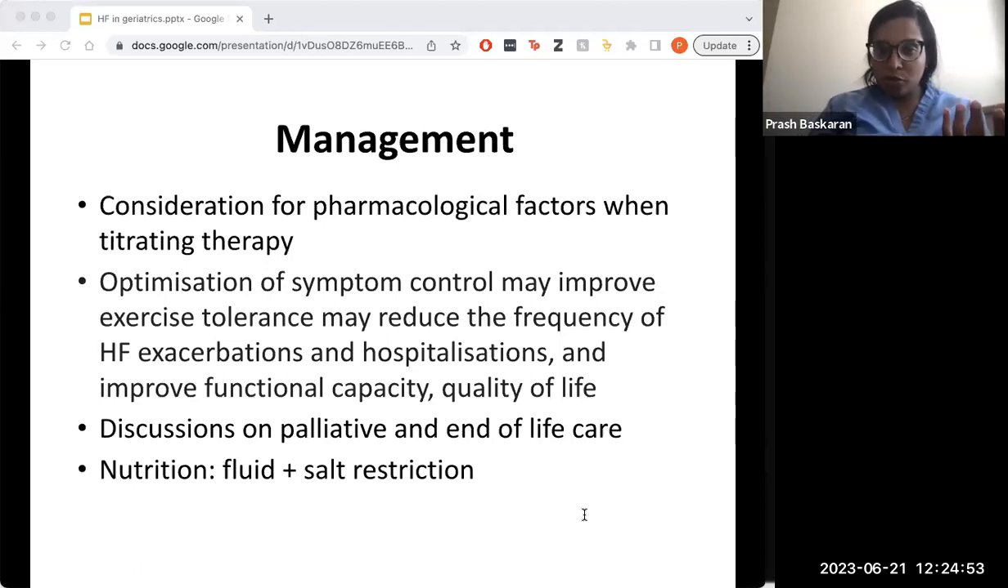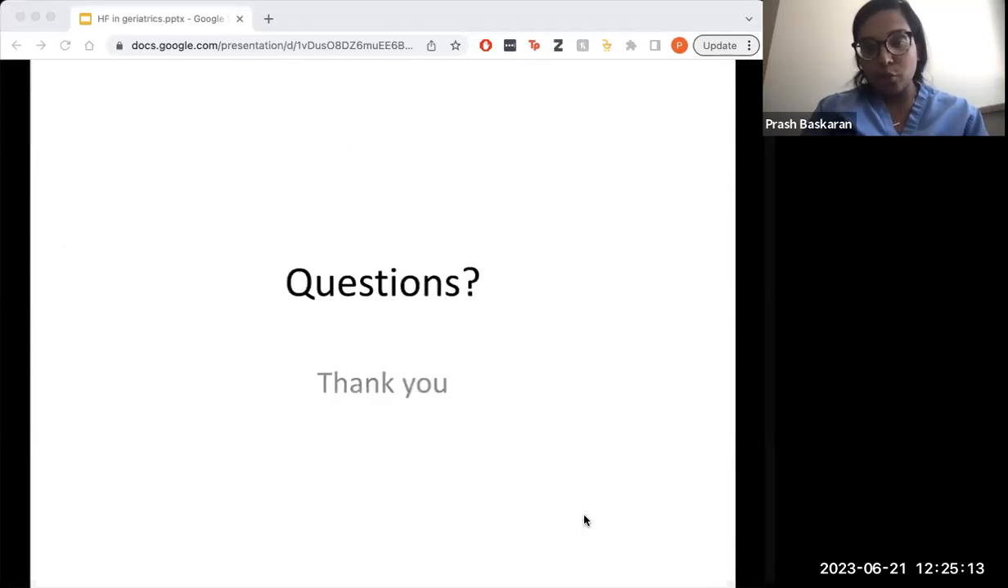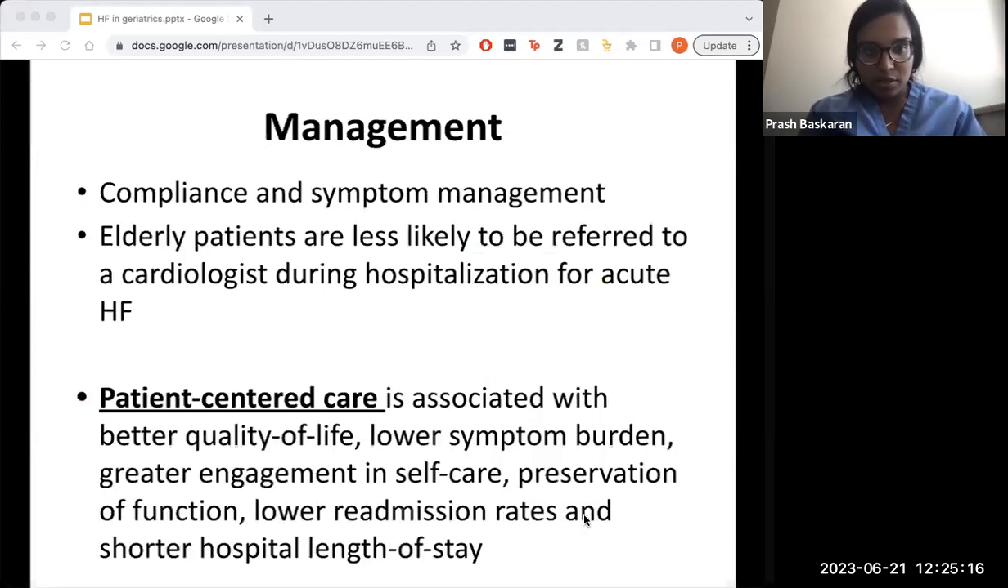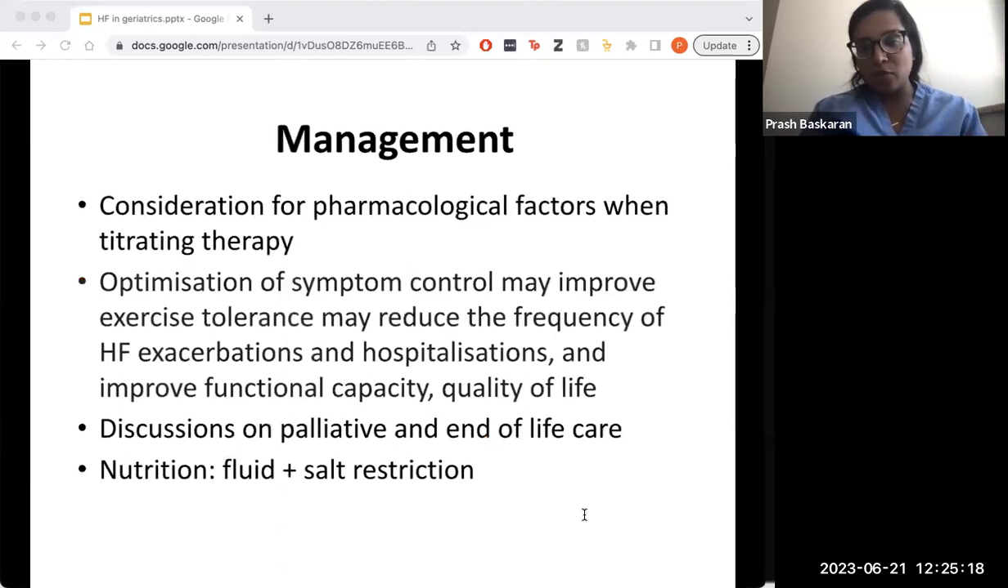And then salt restriction, the NHANES study that we often quote when we say 2 grams of salt per day, actually showed that in patients with a median age of 70 or older, in women, their average intake of salt was 2.3 grams, and in men was 3.1 grams per day. So also something to consider when we implement salt restrictions in these patients.